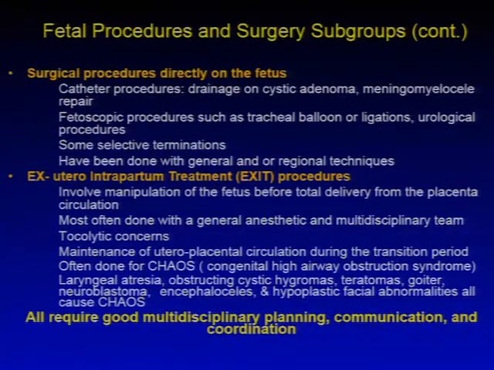There are also, in the hierarchy of invasiveness, surgical procedures done directly on the fetus, such as catheter procedures, drainage of cystic adenomas, myelomeningocele repair, or fetoscopic procedures such as tracheal balloon or ligations, or urological procedures, and some selective terminations. And these are generally done with either regional neuraxial anesthesia techniques or general anesthesia.